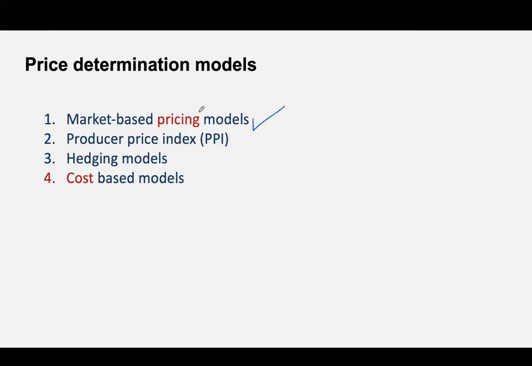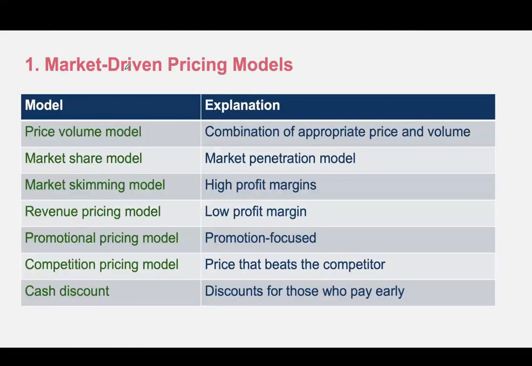So over here, the keyword is pricing. There is the producer price index, which is more like a macroeconomic indicator. We use that, and then we use some hedging models to protect yourself from fluctuations in prices. And then there are cost-based models where you make a decision based on cost. So the first thing is the market-driven pricing model.